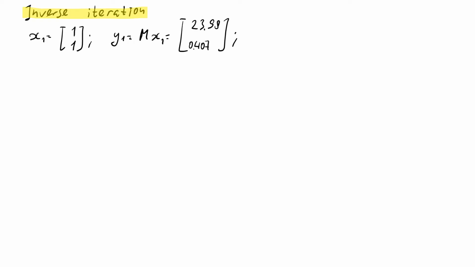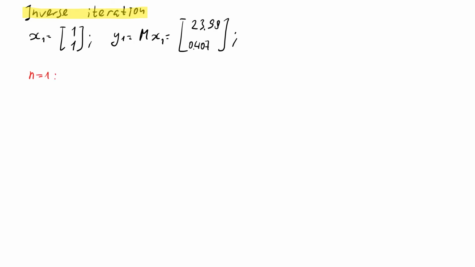Now let's solve for the first two steps using the inverse iteration for our task with the 2D truss structure. So first of all, we have to make an initial guess for x1. We have two components, so the easiest way will be to assume that each component is equal to 1, and then multiplying x1 with mass matrix M, we obtain the right hand side, the vector y1.